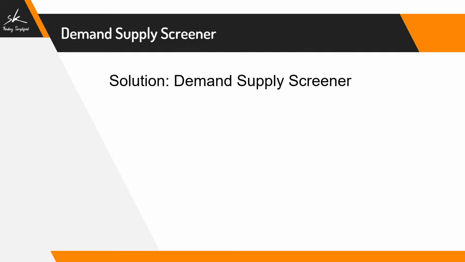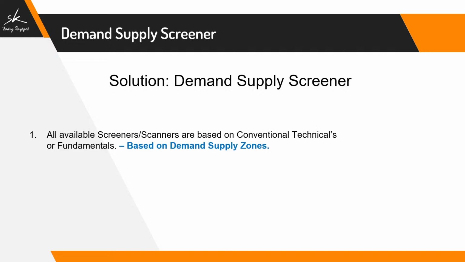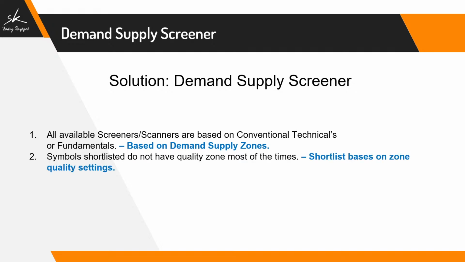So what is the solution to it? The solution is a scanner which is based on demand supply zones, and that is what we call our demand supply screener. The demand supply screener is purely based on the demand and supply zones. It is not based on conventional technical analysis. It is not based on any indicators or oscillators. It's purely based on the demand and supply zones.